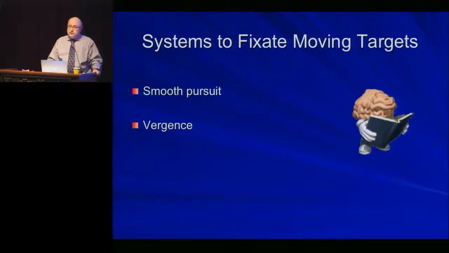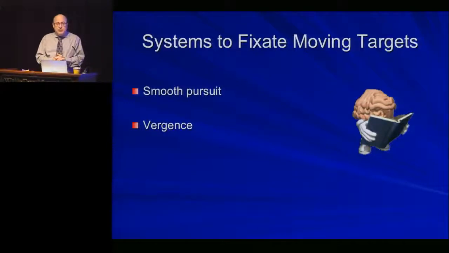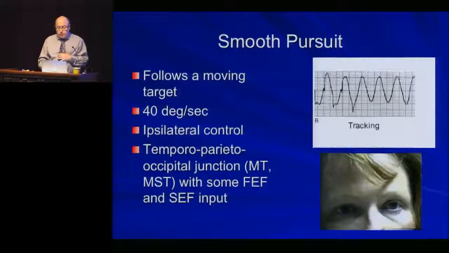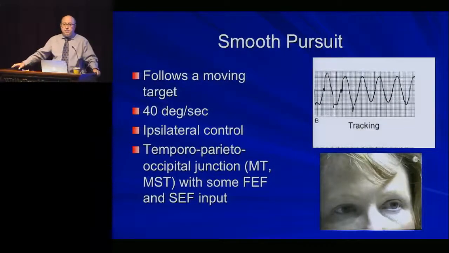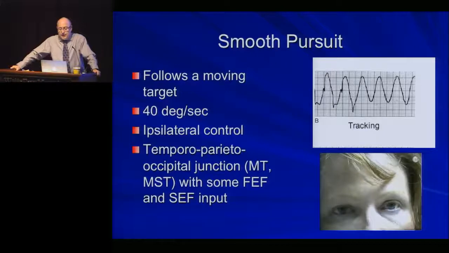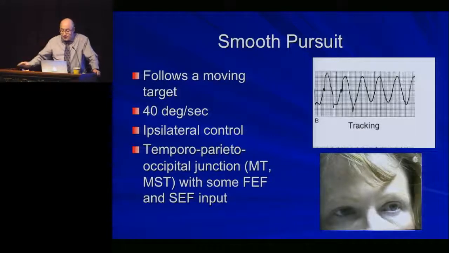Let's say the target's moving. We have to be able to follow a moving target. We make smooth pursuit movements. If we have a target moving closer or further from us, we have to make vergence movements. So smooth pursuit follows a moving target up to 40 degrees per second. If you're looking to the right, it's controlled in the right side of the brain at the temporoparieto-occipital junction with some input from other places.